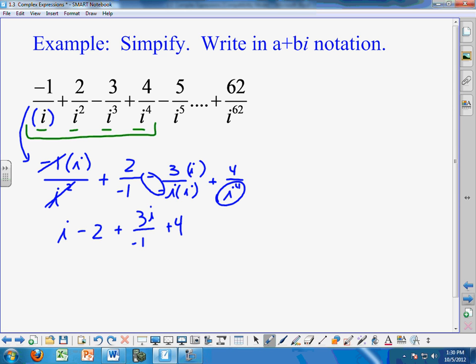Well, the neat part about this is as we connect our terms here, we end up with -2 plus 4, or 2, and then i minus 3i, or -2i. So what we see is that we have 2 minus 2i as the sum of the first 4 terms. I'm suspecting that you're going to get the same thing for the next 4 terms. But just to double check, let me do at least a few of them and show you how that works out.